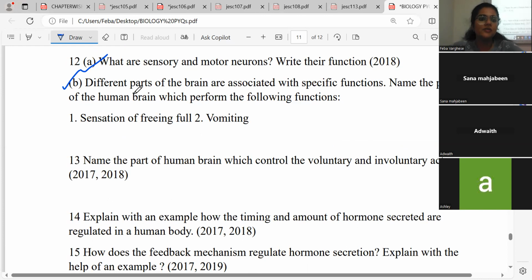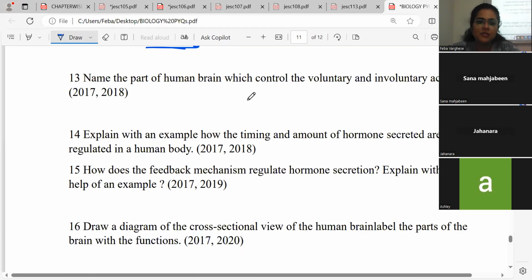Okay. Now, different parts of the brain are associated with specific functions. Name the parts of the human brain which perform the following functions. Sensation of feeling full, center of hunger. Which one? Jahanara? The sensation of feeling full is initiated by the hypothalamus. Thirst, hunger, everything is associated with the hypothalamus. Vomiting: medulla. Yes.